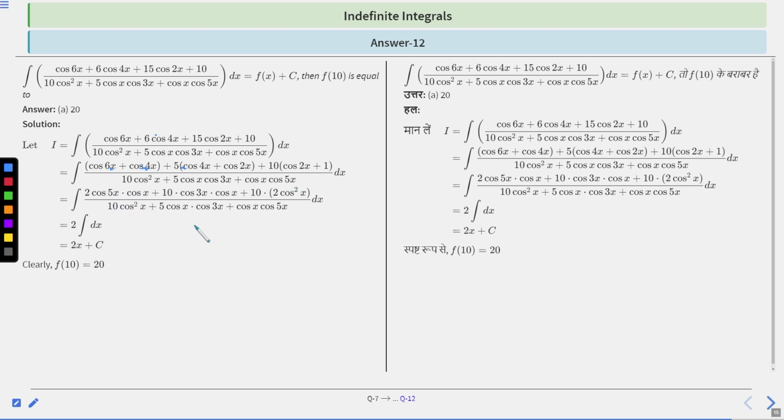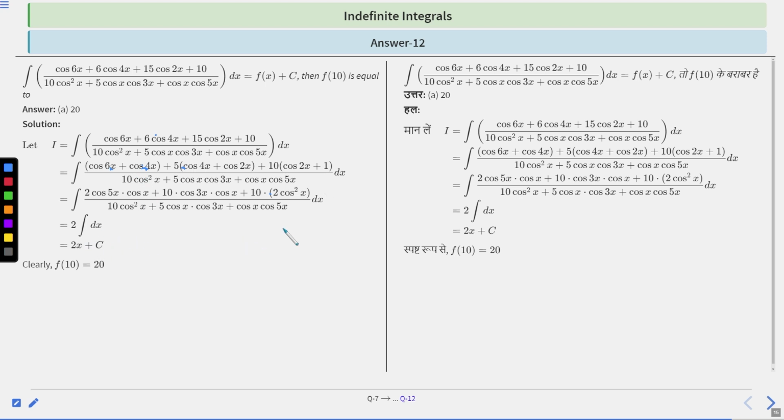So after further simplification, if you take 2 as common, you can easily say that the numerator and the denominator will cancel out. See, 10 cos square x, 10 cos square x, right? Here 10 cos square x, 2 is taken out common. 5 cos x cos 3x, and cos 5x cos x, cos 5x cos x, right? So the final integration will be 2 times the integration of dx. See, after simplification, it just becomes dx, right? So the final integration becomes I is equal to 2x plus c.